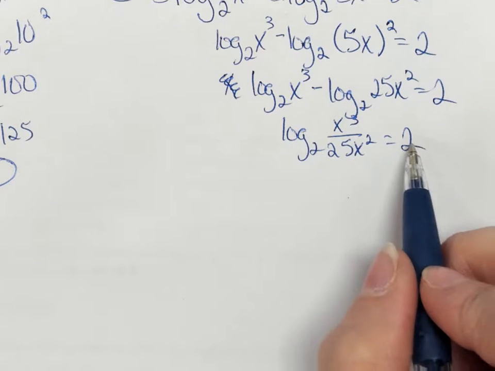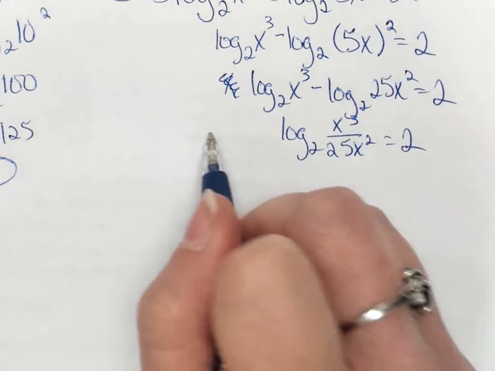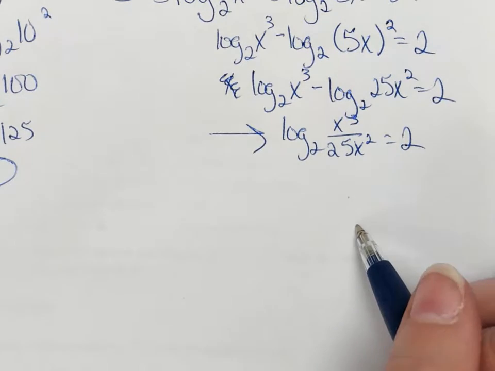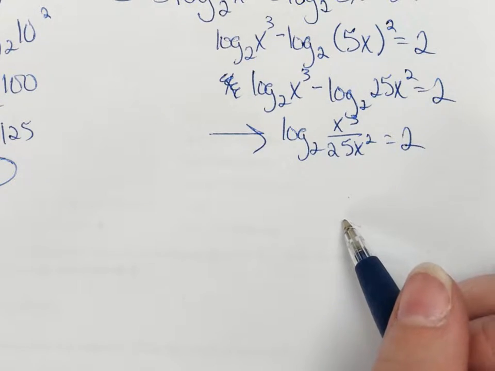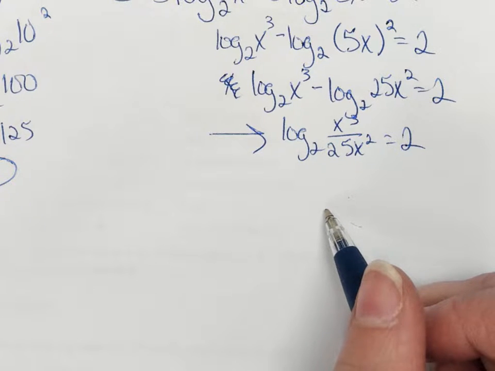Set them equal. Oh, I can't set them equal. I don't have a log on the side. Yes, you can. We just took a test on this right here. So you can write it as the other thing. What's the other thing?